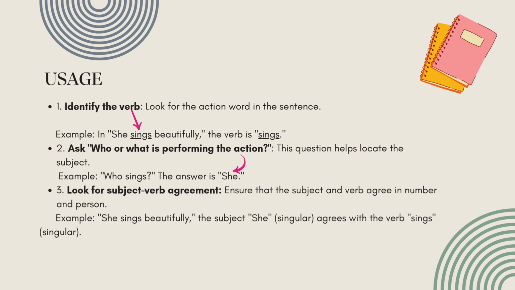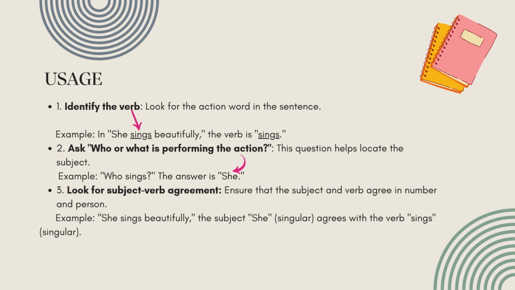Now, the usage. We have three important points here. The first one is identify the verb. So here you have to look for the action word in the sentence. An example is she sings beautifully. So here the verb is sings.